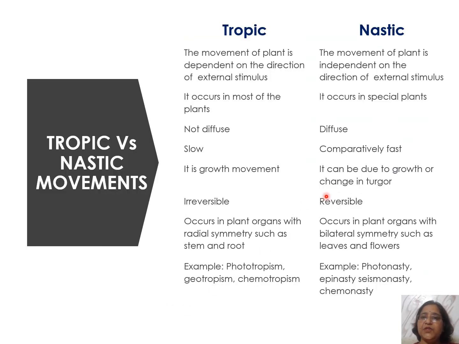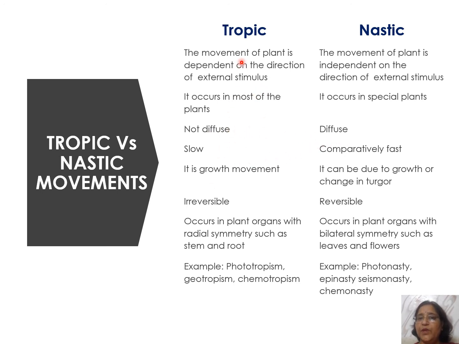What is the difference between the tropic and the nastic movement? The tropic movement is dependent on the direction of external stimulus, while in nastic movements, it is not towards the direction of the external stimulus. It occurs mostly in the plants. In special kinds of plants, you see the nastic movements. The stimulus is not directional, it is diffused in this case.